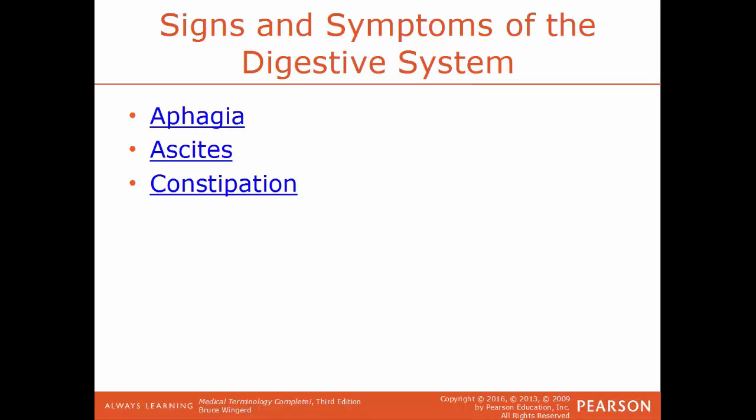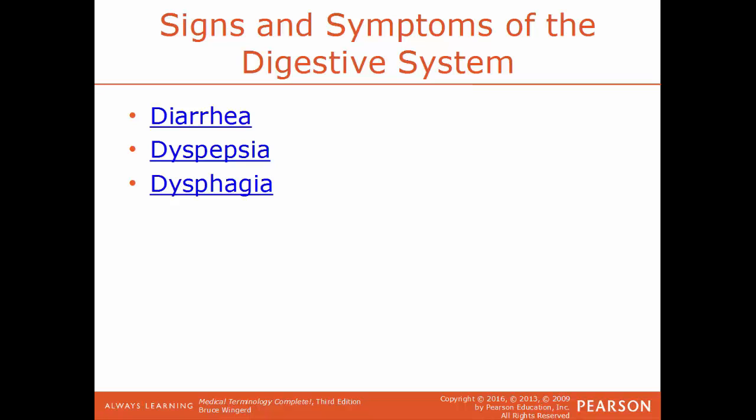Our first term, aphasia. This means the inability to swallow. Our next term, ascites, is a reference to the buildup of fluid within the peritoneal cavity, which will cause abdominal swelling. Constipation. This is where there is a difficulty in evacuating the bowel. This is usually because your intestines are absorbing too much water. Okay, the opposite of that would be diarrhea. This is having very loose stools, where there's a lot more water in the stool than there normally should be.